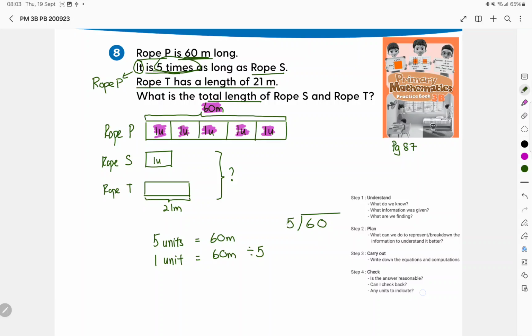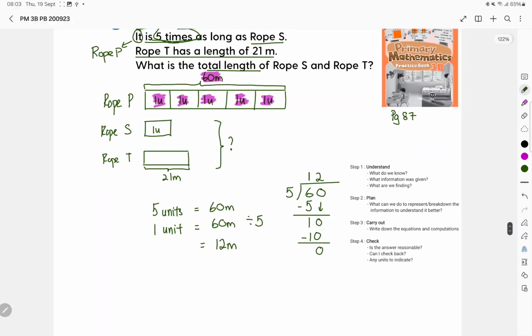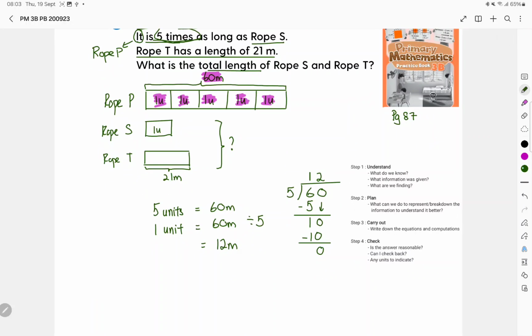60 divided by 5. How many groups of 5 can you find in 6 tens? You can find only a maximum of 1 group of 5. So 1 group of 5 is 5. You do a subtraction. 6 minus 5, you get 1. You bring down your 0. And how many groups of 5 can you find? 10. You can find exactly 2 groups of 5. Okay, so we know that when you take 60 meters and divide by 5, you get 12 meters. So we know that 1 unit has a value of 12 meters.